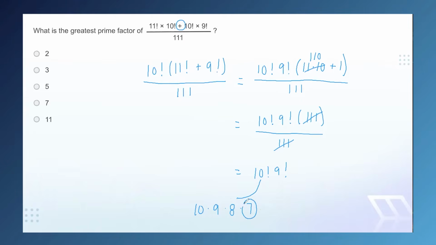That is prime. So 7 is going to be the greatest prime factor of 10 factorial. And then 9 factorial is a smaller factorial than 10 factorial, so we know it doesn't have any prime factors or factors in general that 10 factorial doesn't have. So the greatest prime factor for the expression is 7, or answer choice D.